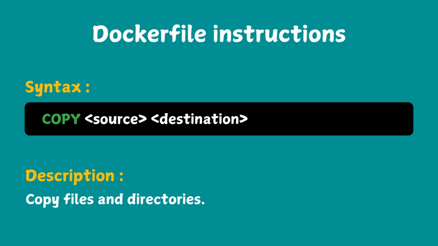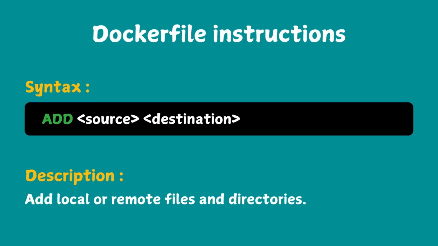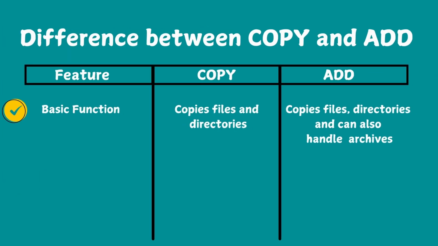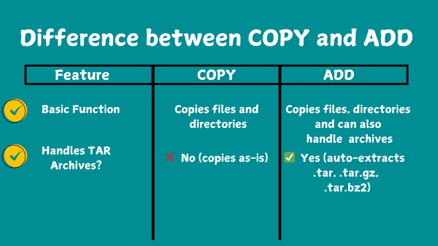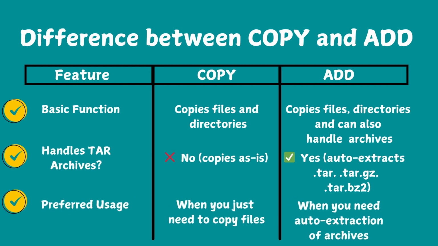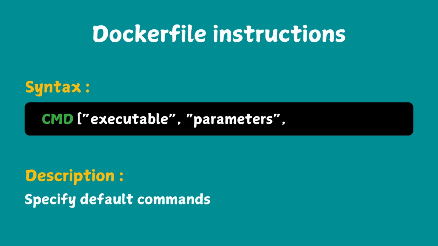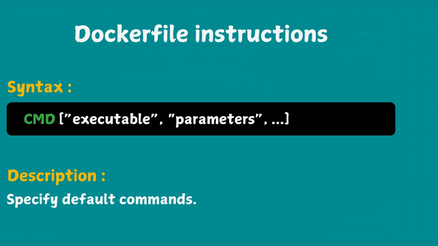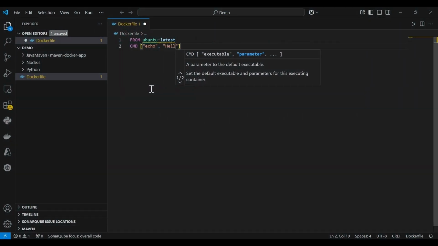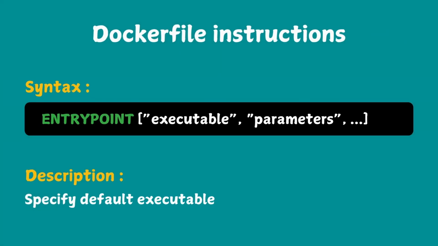There is a similar command called ADD. ADD is similar to COPY. It will do everything that COPY does, as in it will copy files from source to destination, but it will also auto-extract files from the archive. Then there is the RUN command. It will execute a command inside the container. After that, CMD, as in the command that we saw in the basic example, specifies the command to run when the container starts. Then there is ENTRYPOINT. That specifies the default executable command.